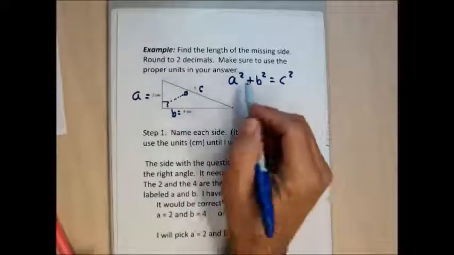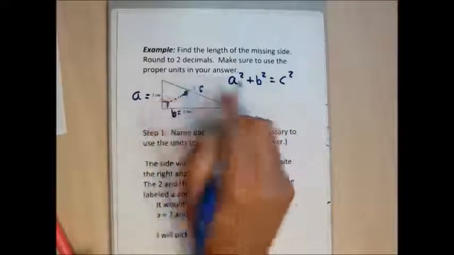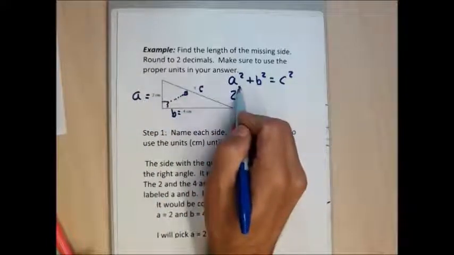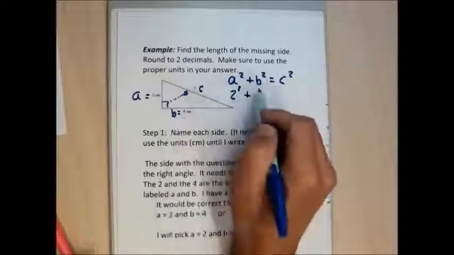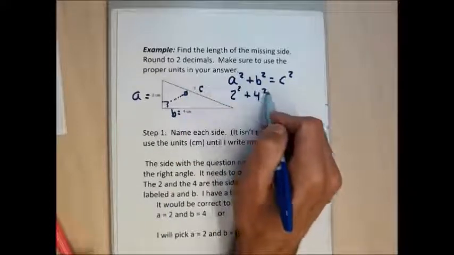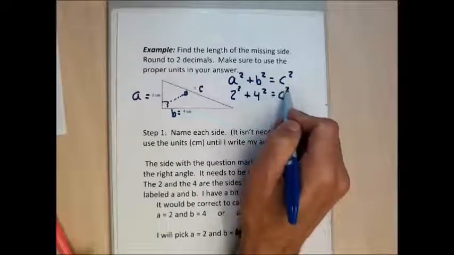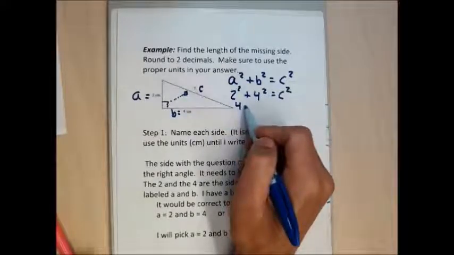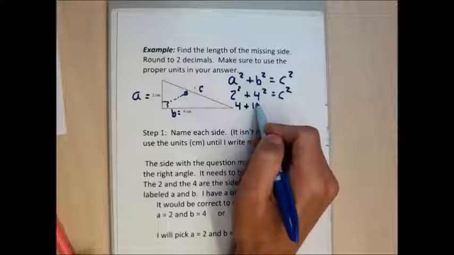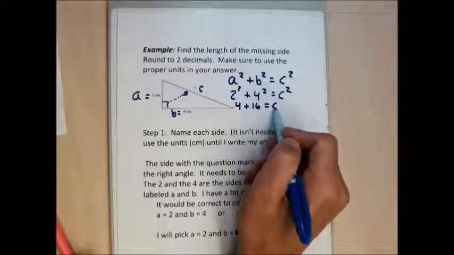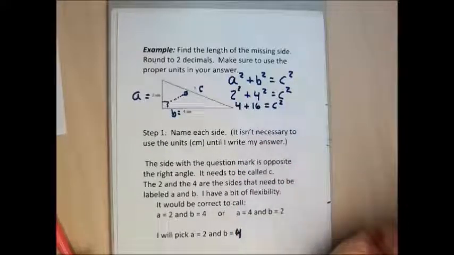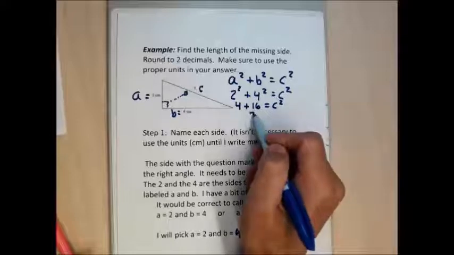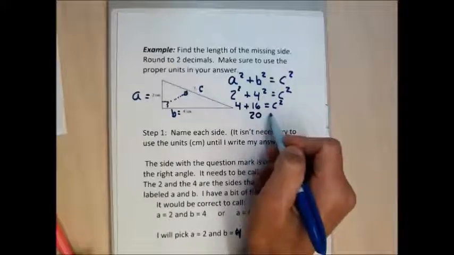So to find the missing side, I'm going to do A squared, which is 2 squared, plus B squared, which is 4 squared, equals C squared. This is pretty easy math. I'm not going to get my calculator out just yet. 2 squared is 4. 4 squared is 16. So I get C squared equals 4 plus 16. This gives me 20 equals C squared.